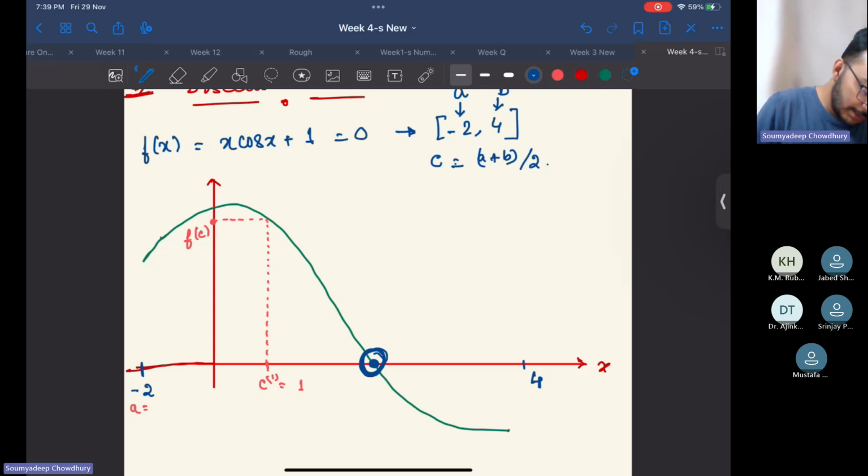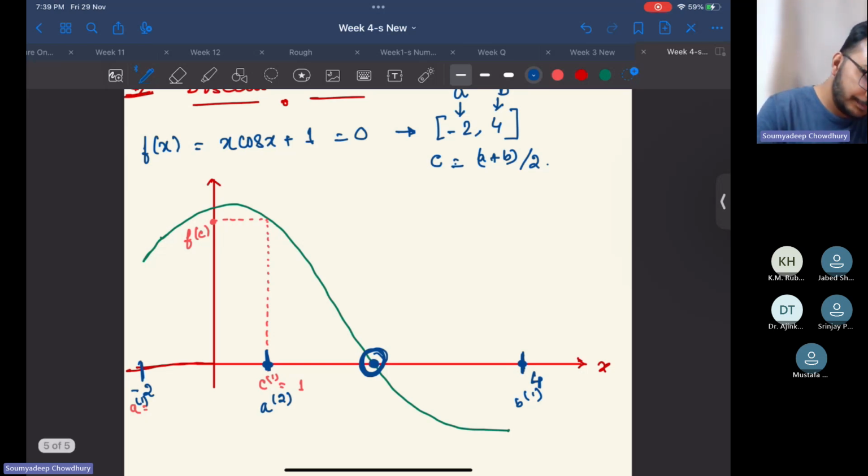This was a1, this was b1. So for the second step, this is your A, that is A at the second step, and your B will remain the same. Our initial root limit was between -2 and 4. In the second step, we shrank our root limit to between 1 and 4. So it is shrinking. Again, in the next step, this is A, this is B. So A is 1 now, B is 4. So 1 plus 4 is 5, 5 by 2 is 2.5.